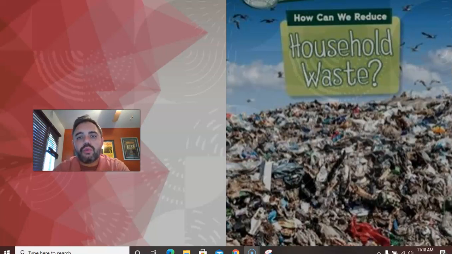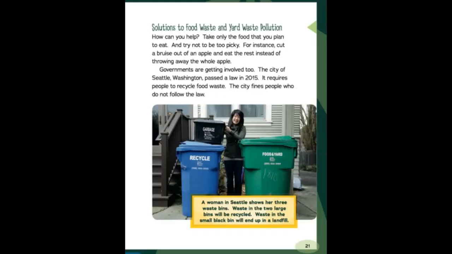So let's go back to how can we reduce household waste, something we worked with yesterday. We're going to keep on keeping on with this because it's a great example of how we could do a little bit of summarizing. So I'm going to head on over to getepic.com, and we're going to look at the text for today. Over here on Get Epic, we dived into how we can reduce household waste. We're still in Chapter 3. We are in this section, as you can see on the screen, Solutions to Food Waste and Yard Waste Pollution.